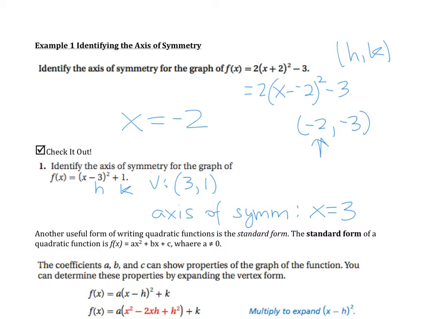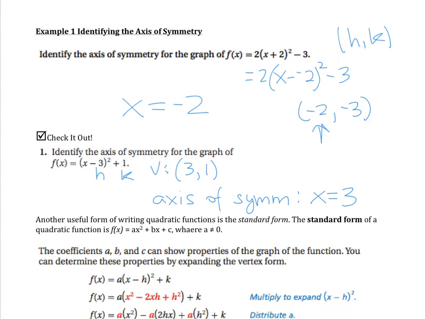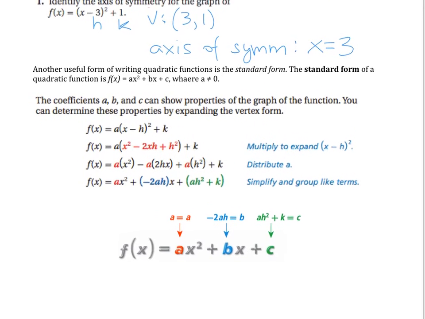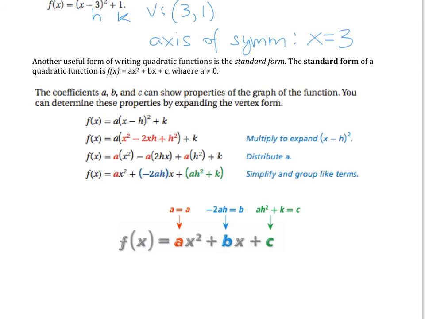Hopefully you're able to identify the vertex at 3, 1. The axis of symmetry then is that x equals whatever the x coordinate is of the vertex. So the axis of symmetry would be x equals 3.